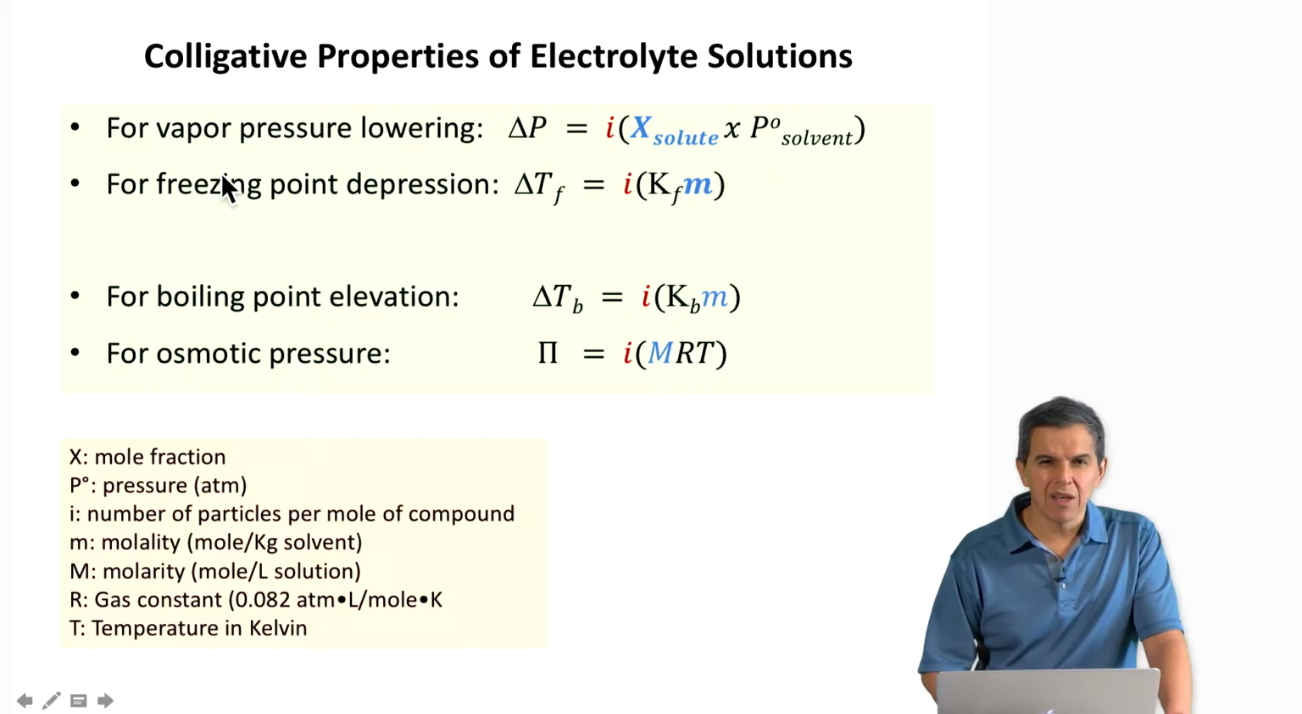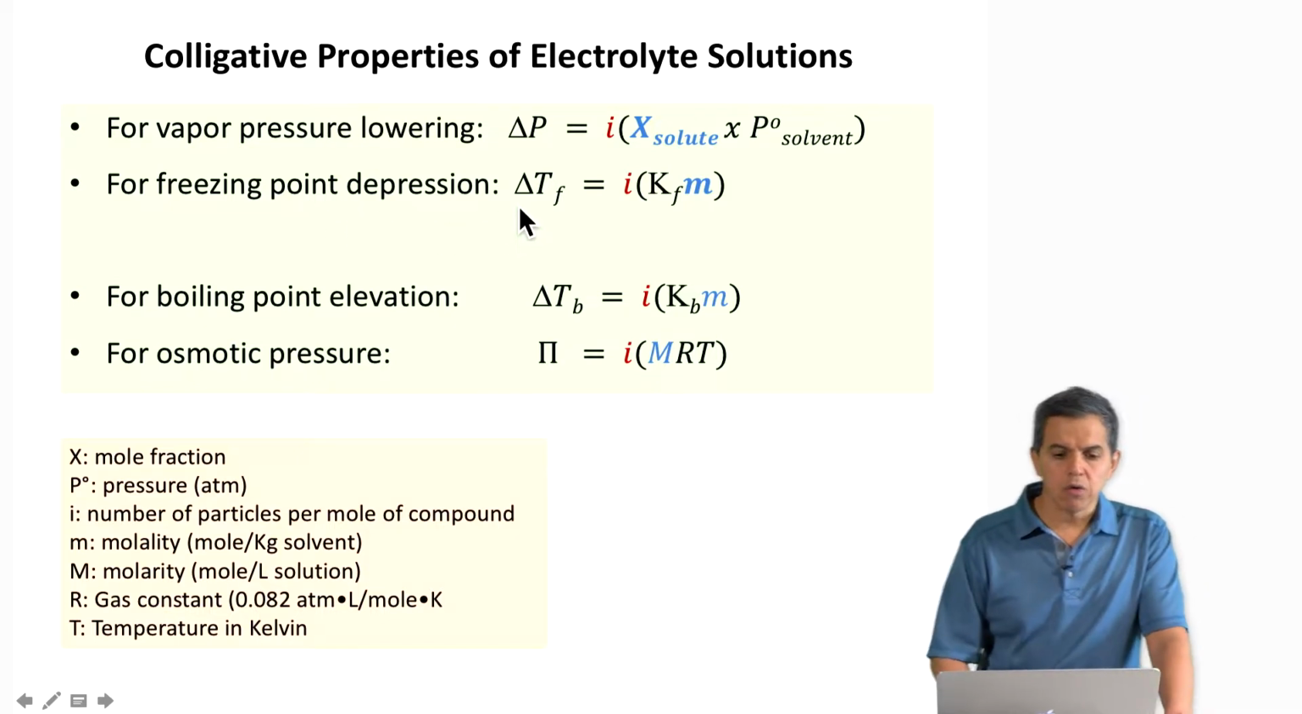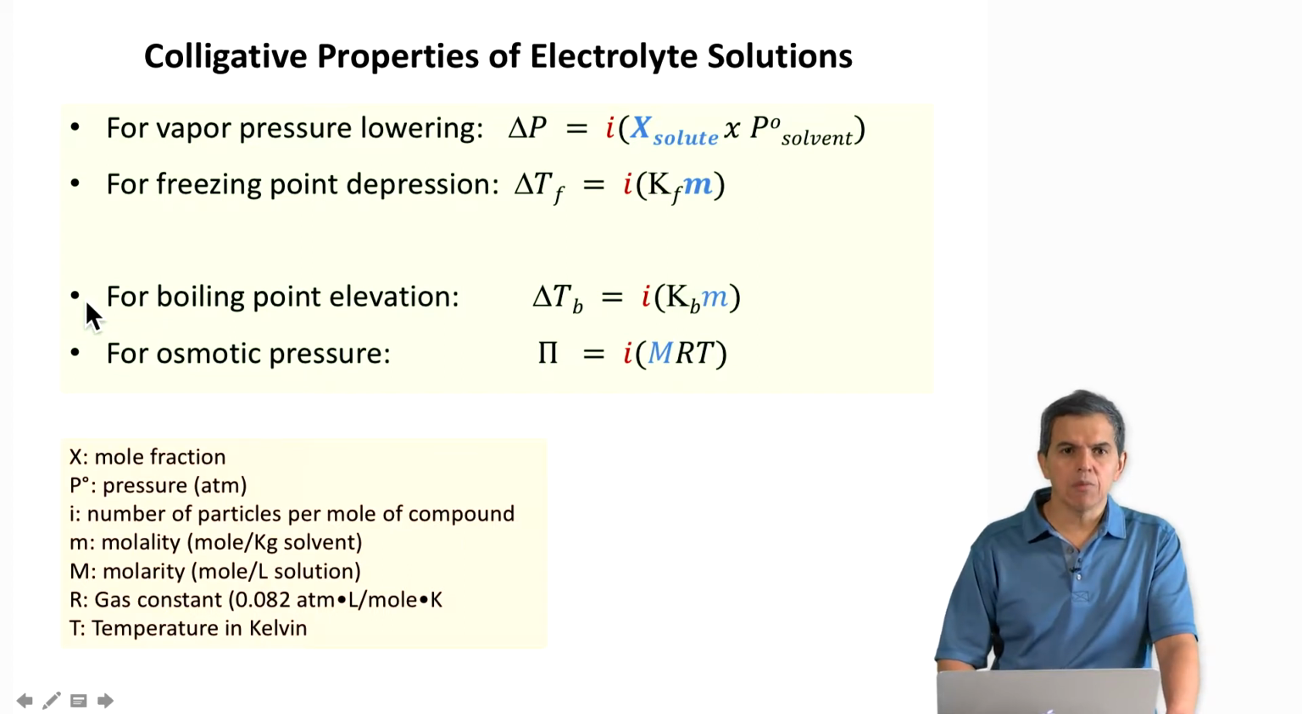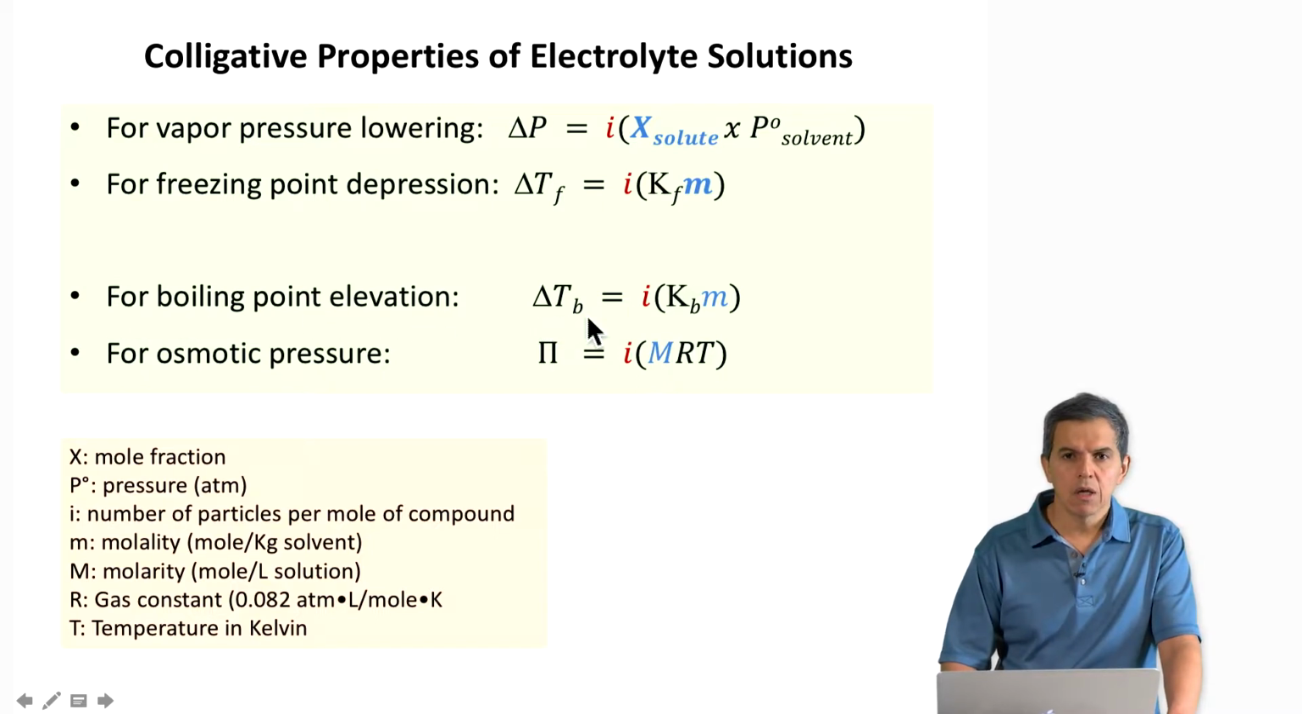The second property is freezing point depression, in which the change in the freezing point corresponds to, again, the number of particles per mole, a constant, and the molality, which is defined as the number of moles per kilogram of solvent. The third colligative property is boiling point elevation, or change in the boiling point temperature, which is equal to the number of particles per mole, a constant, and the molality of the solution.